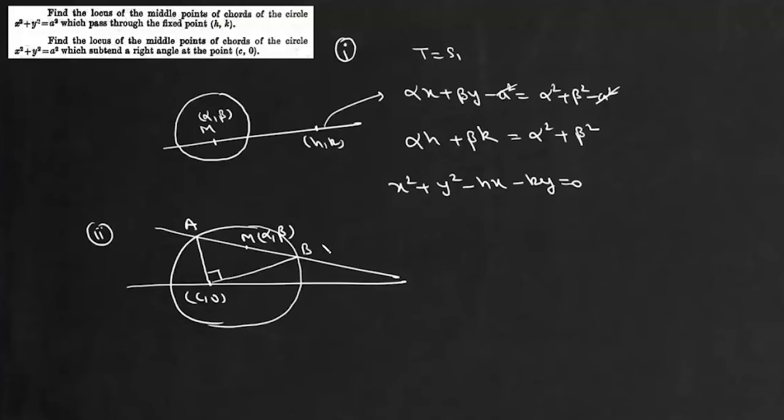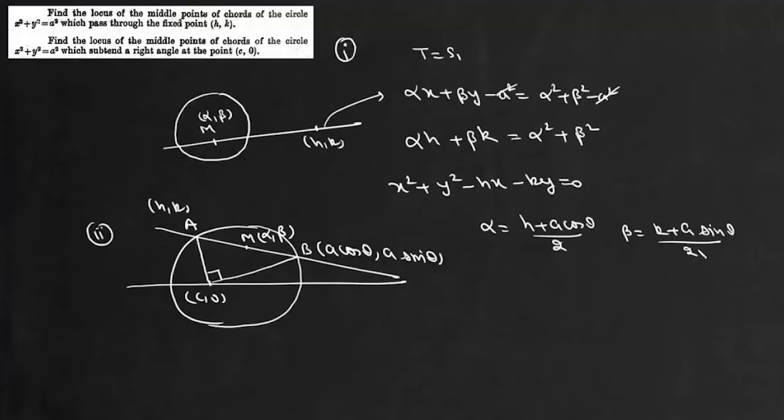Now let us suppose coordinate of B is a cos theta and a sin theta, and at this point AB, h comma k. Now since its midpoint is alpha beta, we can write alpha as h plus a cos theta by 2 and beta as k plus a sin theta by 2. So from here we write coordinate of this point A as 2 alpha minus a cos theta and 2 beta minus a sin theta.